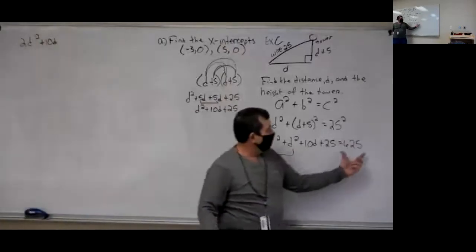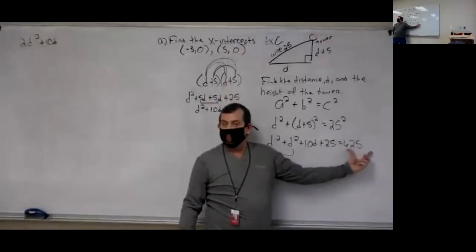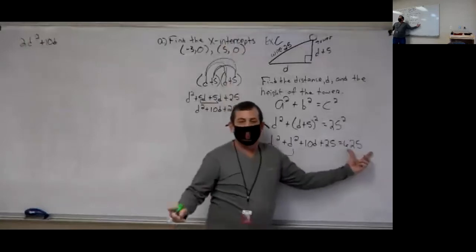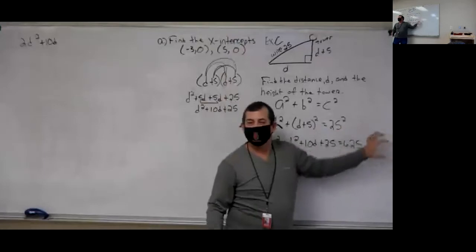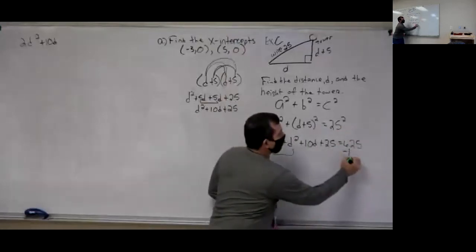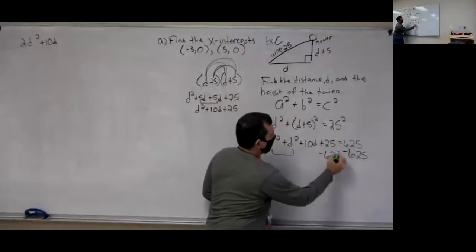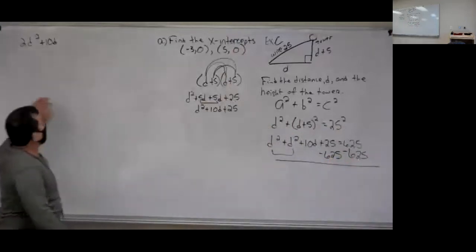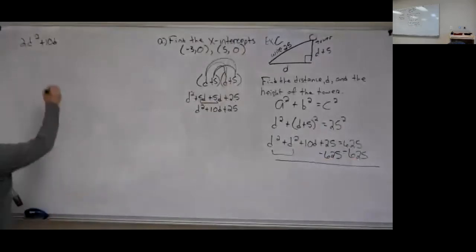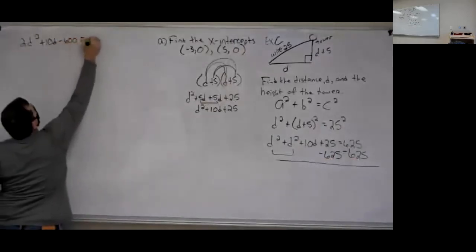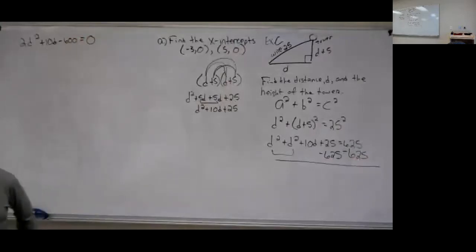Now, what a 625 is, I need a what? Well, remember, I need to get everything on one side equal to 0. So what we would have to do is subtract 625 from both sides. So that 25 minus 625 is going to give me a negative 600, all equal to 0. So at that point, you've got a nice little program you can use. That might factor.